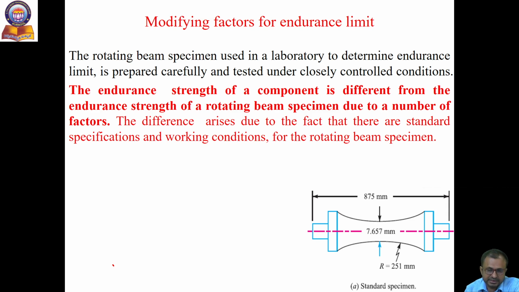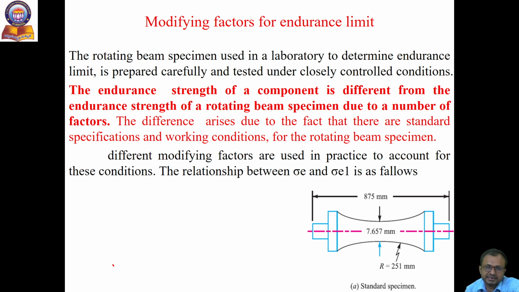The endurance strength of a component is different from the endurance strength of a rotating beam specimen due to a number of factors. These differences arise due to the fact that there are standard specimens and working conditions for the rotating beam method. Different modifying factors are used in practice to account for these conditions.